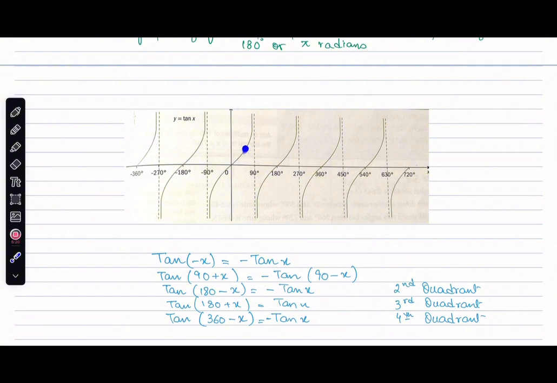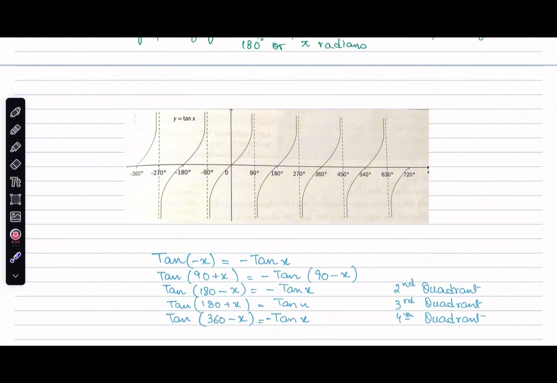From 0 to 90, the sign of tangent x is positive, whereas from negative 90 till 0, the graph shows a negative curve. Therefore, I can say tan of minus x equals minus tan of x. Tan of 90 plus x, when we are moving towards the second quadrant, equals negative tan of 90 minus x. We can see the similarity, it's just that it has a negative sign. So this is a unique property of the tangent function here.